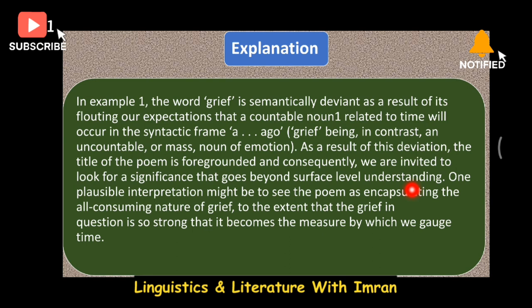One possible interpretation might be to see the poem as encapsulating the all-consuming nature of grief. There's something about grief there, a grief ago. Right, so to the extent that the grief in question is so strong that it becomes the measure by which we gauge time. So the grief is that important that it is replaced with a time, like a week ago, a month ago, a year ago, which means that the grief is very strong. It's very painful. That's why a grief ago is used here. Fine.